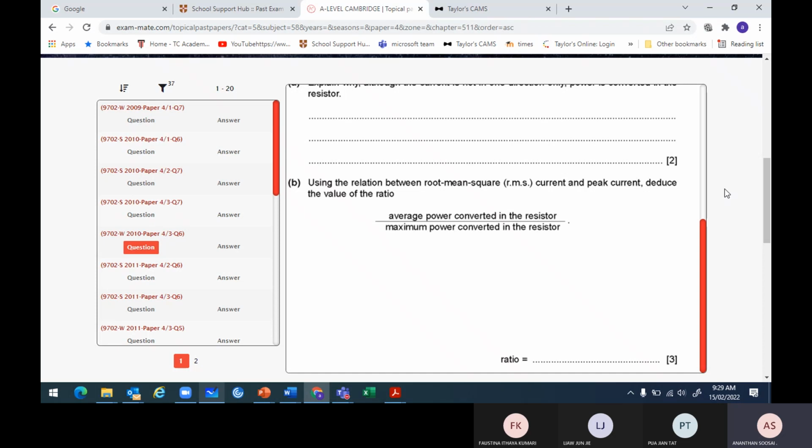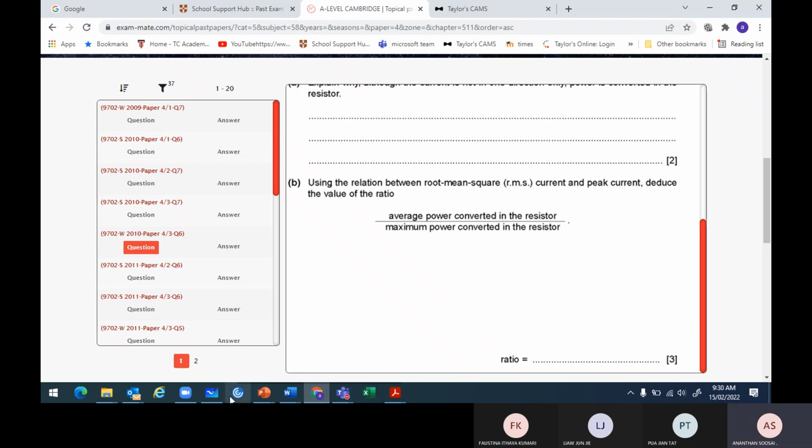When you give an alternating supply, let's say the RMS value is 2 volts. But you know the voltage will rise more than 2 volts. So if you use RMS 2 volts, let's say the average power is 5 watts, but sometimes you reach the maximum power. The maximum power can be twice the average power. So from the working you have to show it. In this case you should get half, because it is the average power over the peak power. The final answer is half. This is 3 marks.